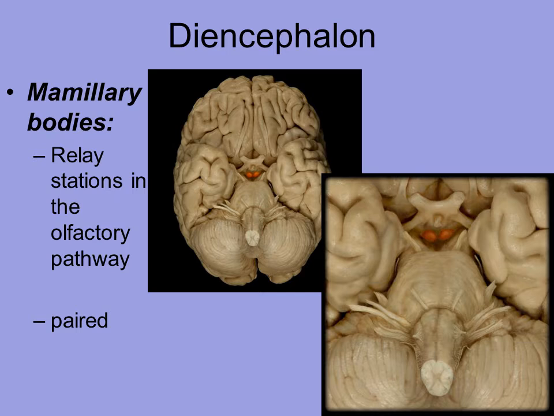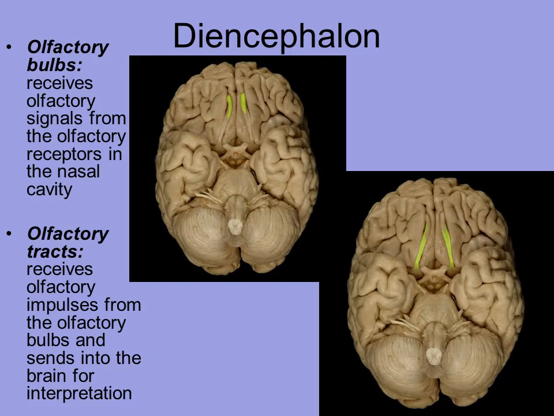The mammillary bodies, there's two of them, they're paired. They also act as relay stations with the olfactory, which is sense of smell. You also have, as you can see highlighted in the yellow, the olfactory bulbs as well as the olfactory tracts, which are receiving that stimulus and then sending it to the appropriate region of the brain for interpretation.